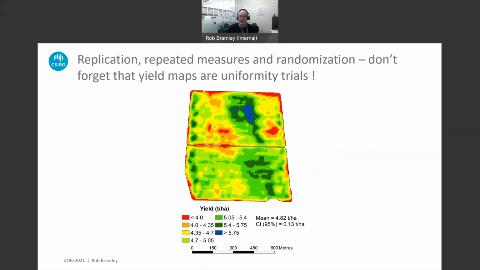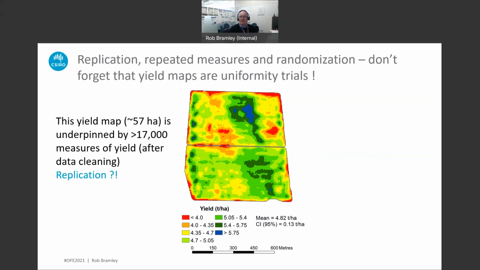If we look at a yield map like this, it would be fair to say that many people have forgotten that yield maps are the simplest form of experiment. They're a uniformity trial. This particular yield map over 57 hectares is underpinned by over 17,000 data points. What does that say about replication, those 17,000 data points?